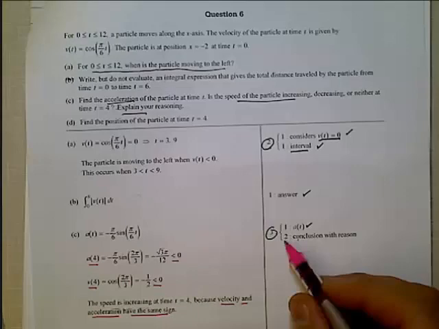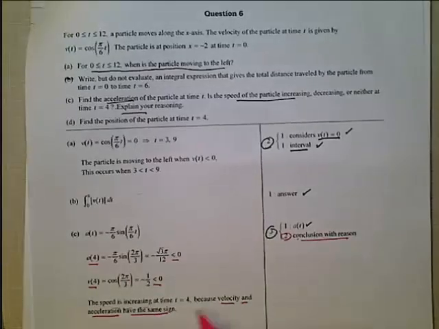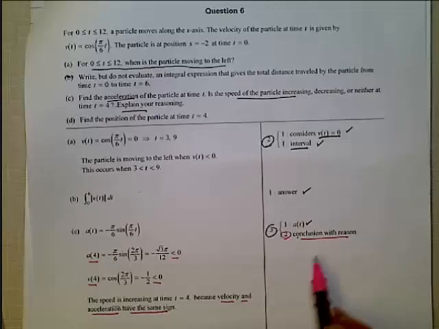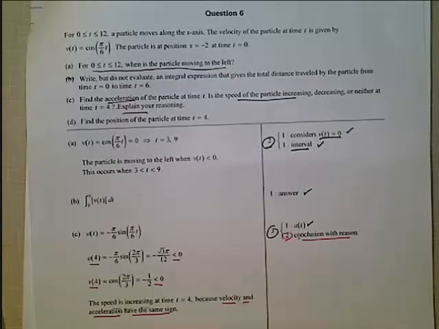Notice it's 2 points for conclusion with reason. So I have to get them both. If I have the right conclusion but the wrong reason, 0. If I have the right reason but the wrong conclusion, 0. But if I have the right conclusion and the right reason, 2. That's how it goes. That one's a 0 or 2.